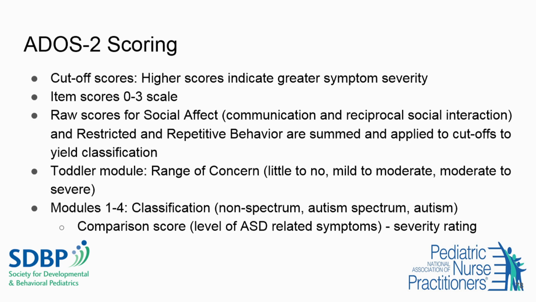The ADOS-2, when it was released, aligns more closely with the DSM-5, so it separates scores into the social communication area and restricted repetitive behaviors, and then those are summed and applied to cutoffs to yield a classification. The toddler module does not give you a classification. It gives you a range of concern: little to no concern, mild to moderate, moderate to severe. For modules 1 through 4, it does give you a specific classification of non-spectrum, autism spectrum, or autism, and there also is a severity rating of symptoms.